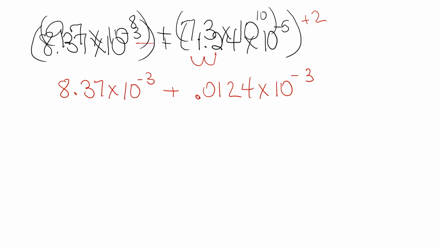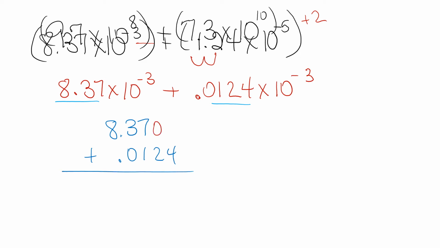Now that my ending part of my scientific notation is the same, I have the same base and same exponent, I can focus on adding just my front factors here. Again, remember, you have to line up your decimals. So 8.37 plus 0.0124. You can put place value holders here if you need to, so that you keep everything lined up well. 0 plus 4 is 4. 0 plus 2 is 2. 7 plus 1 is 8. 3 plus 0 is 3. Bring down your decimal. 8 plus nothing is 8.